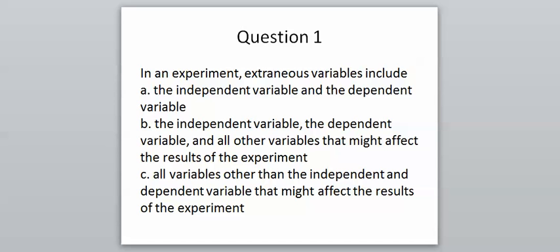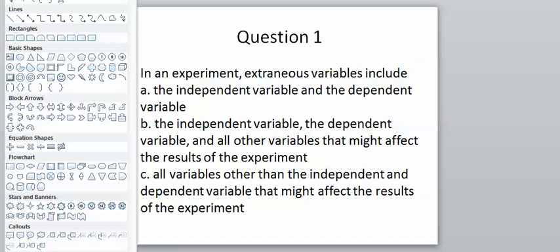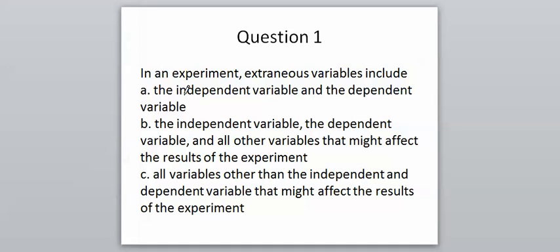This is question 1 from the topic on extraneous and confounding variables. The definition of an extraneous variable is all variables other than the independent and dependent variables that might affect the results of the experiment. So all variables that are outside of the focus of the study that might still affect the results are extraneous.